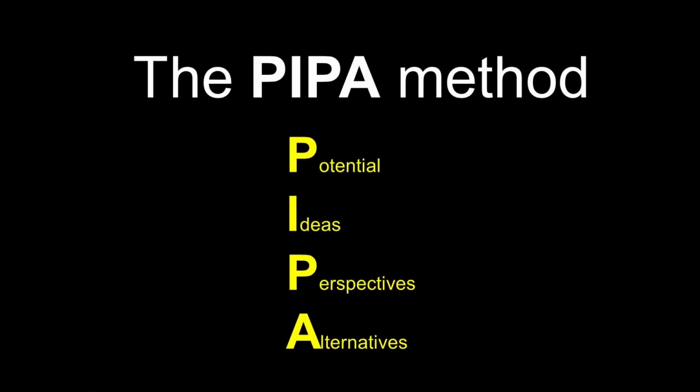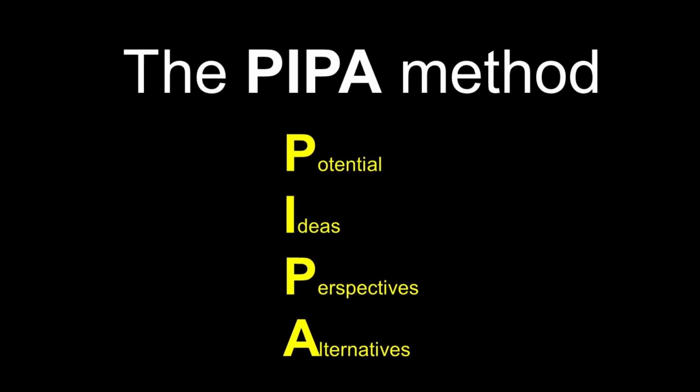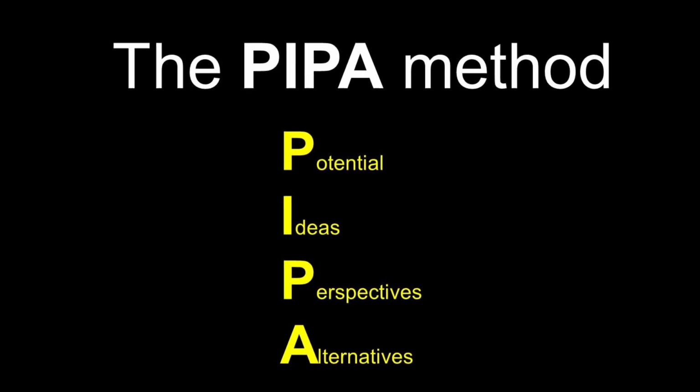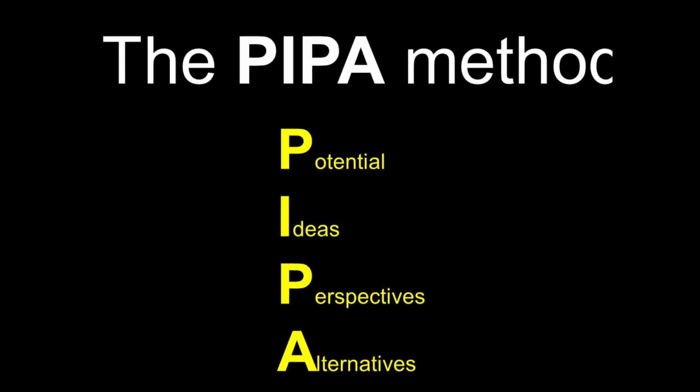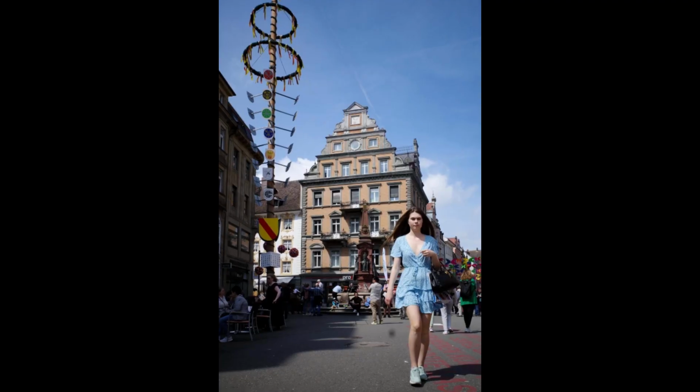Hi. Some weeks ago I told you about my PIPA method that I use to improve my street photography. PIPA stands for potential, ideas, perspective, alternatives. It's my method that I follow to try to make better photos when I do street photography out there. So I want to get more into detail of these 4 items, and I will start with the first of the PIPA method, which is the word potential.